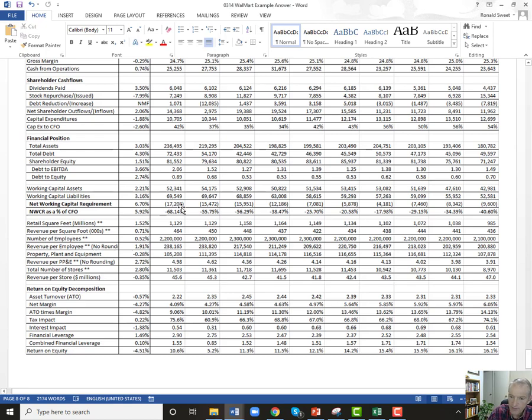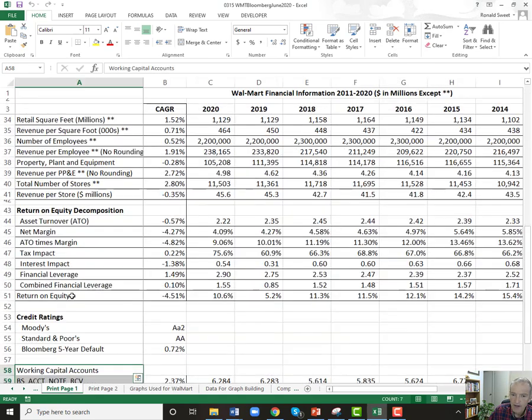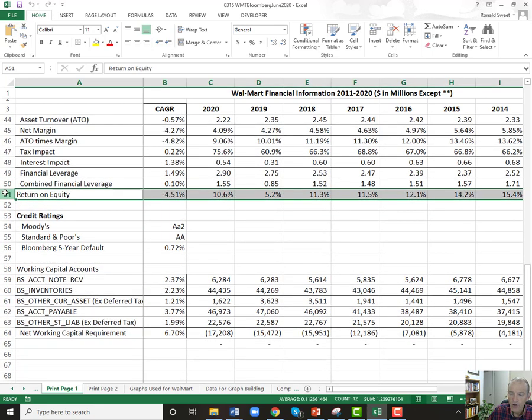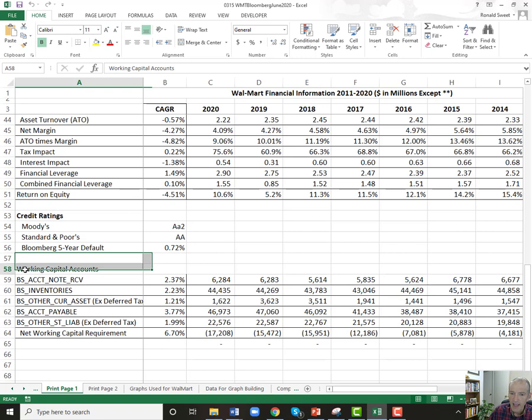So on the Excel spreadsheet, I don't have it in this worksheet, but on print page 1 at the bottom, I built this for you, for your company. You don't want anything below line 51 is what you copy and paste into the Word document. You want to stop at line 51. But below line 51, you have the credit ratings and you have the working capital accounts.